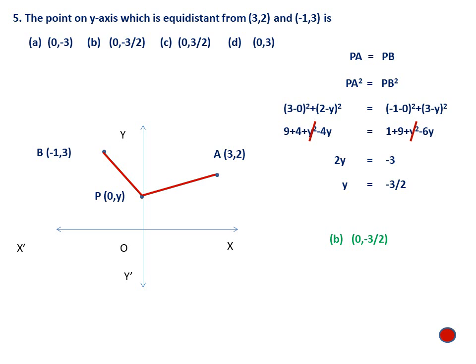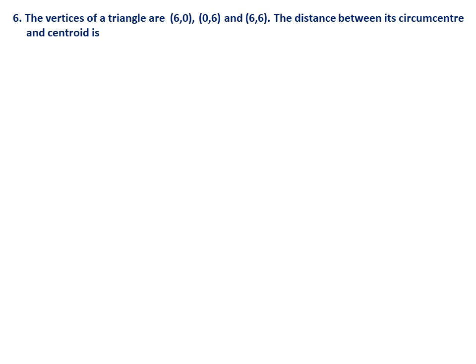Next question. Sixth one. The vertices of a triangle are (6, 0), (0, 6) and (6, 6). The distance between its circumcentre and centroid is: 1, 2 root 2, 2, or root 2. Here, of course, we have to calculate the circumcentre. Then we have to calculate the centroid. Of course, the centroid formula you know already. Then we have to find the distance. So these are the three things. So three concepts are necessary: one is circumcentre, second is centroid, then the distance formula.